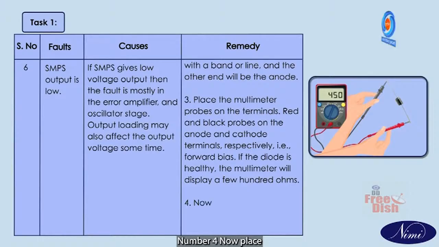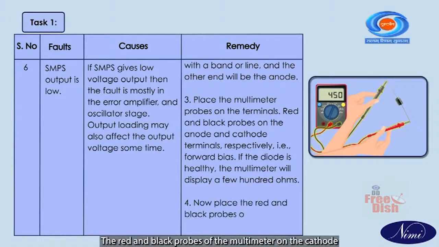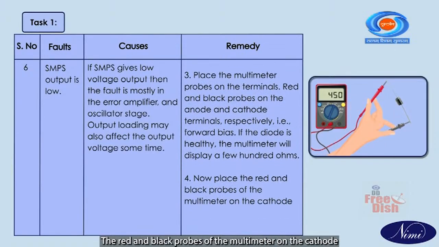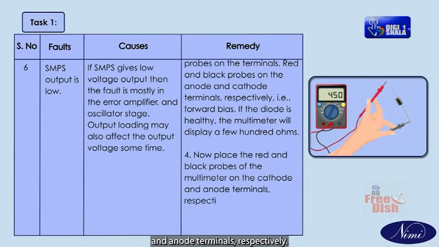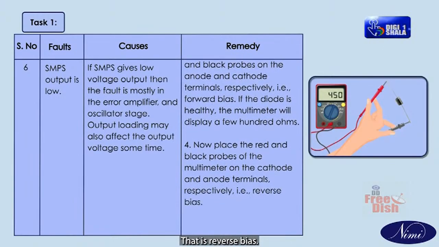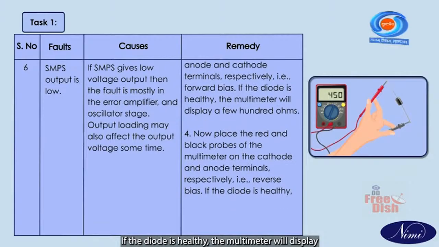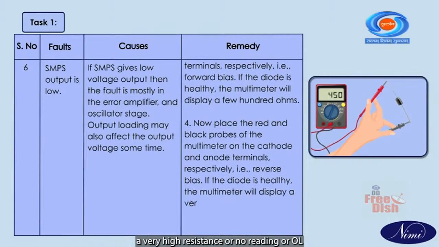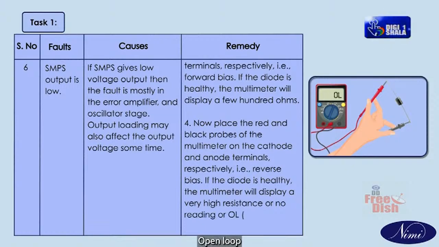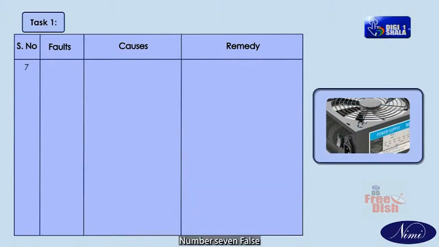Number 4. Now place the red and black probes of the multimeter on the cathode and anode terminals respectively, that is, reverse bias. If the diode is healthy, the multimeter will display a very high resistance or no reading or OL, open loop.